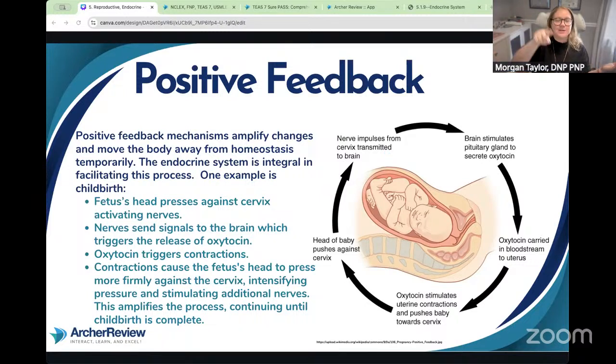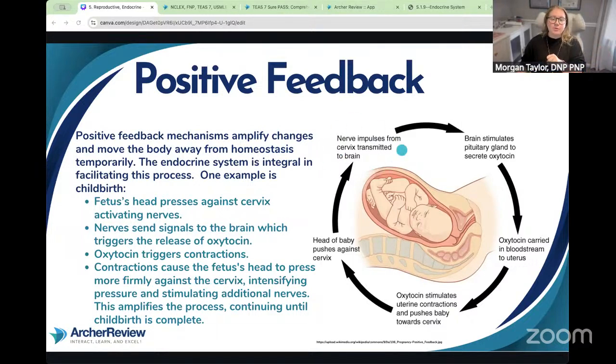It goes around and around and around. It will be amplified until childbirth is complete. All right? Does the nerve impulse get by the hypothalamus? I like that question, Zumu. Yes. The hypothalamus is what connects our nervous system to our endocrine system.